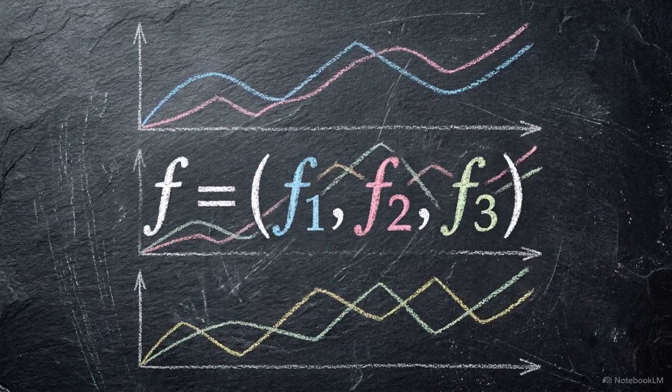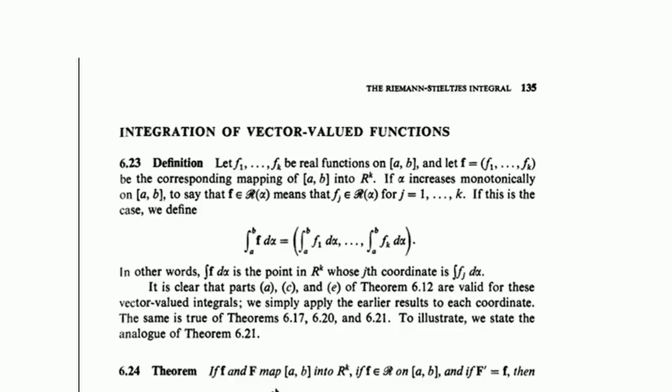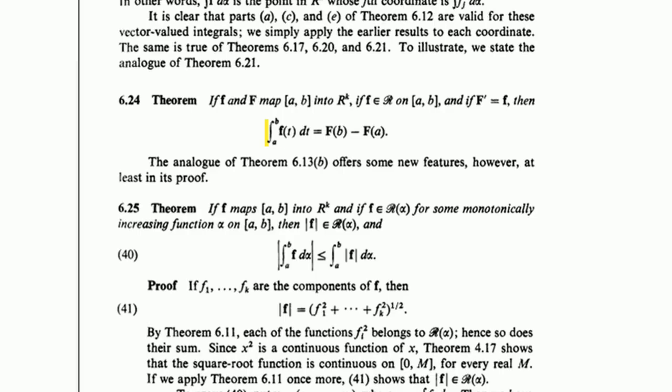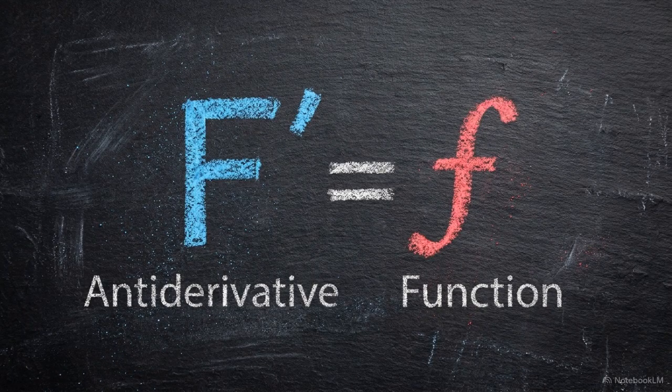This component-wise approach works because it respects the linear structure of the space, treating a complex multidimensional problem as simultaneous scalar calculations. This structural consistency allows the fundamental theorem of calculus to function in multidimensional spaces. Theorem 6.24 shows that the integral of a derivative still yields the net change in the original function. The prerequisite is simply that capital F must be the exact vector-valued antiderivative of our function lowercase f.